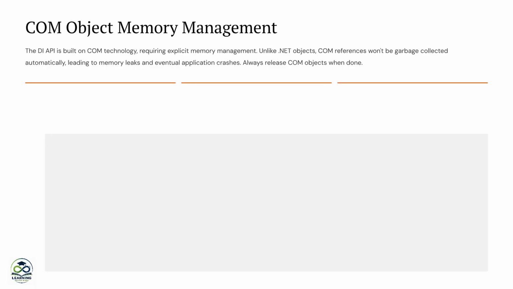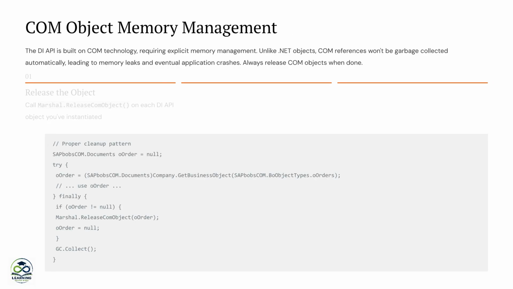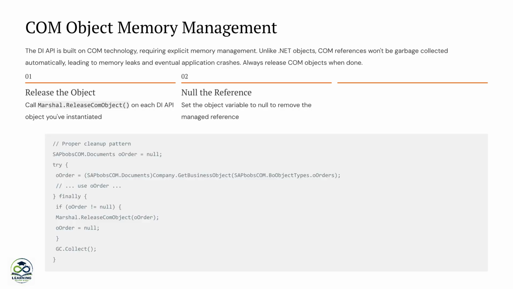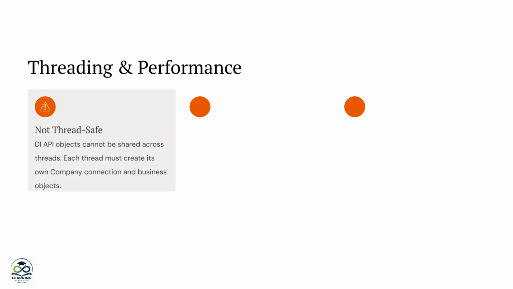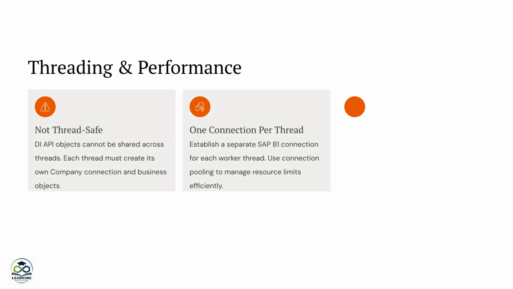Proper COM memory management is essential to prevent application crashes. Always call marshal.release COM object on every instantiated DI API object. Set the object reference to null and use a try finally block for reliable cleanup. The DI API is not thread safe, requiring one company connection per thread. Use connection pooling to manage concurrent sessions efficiently.